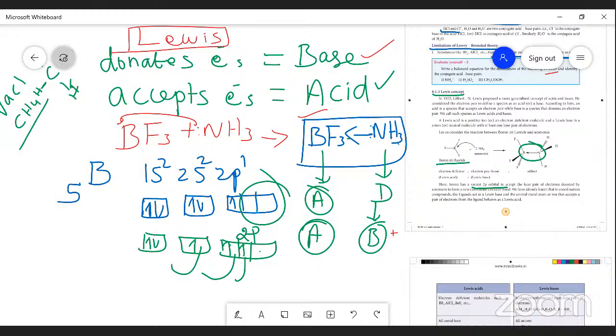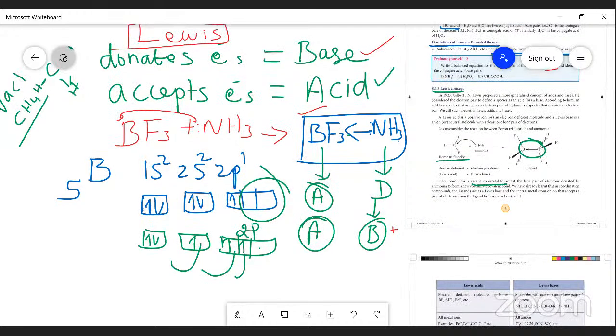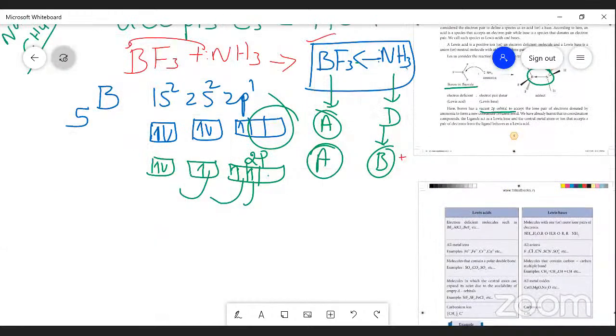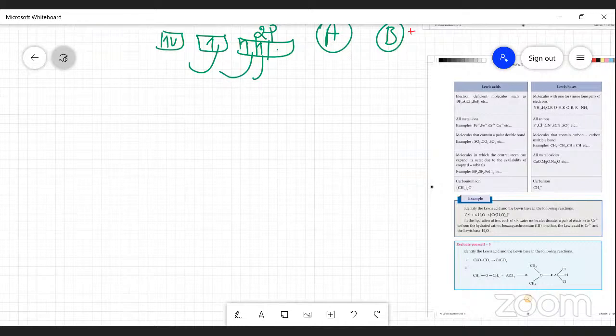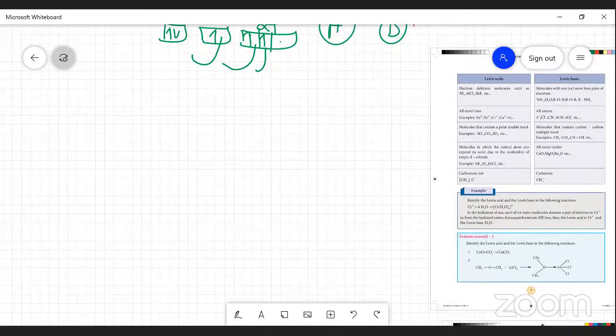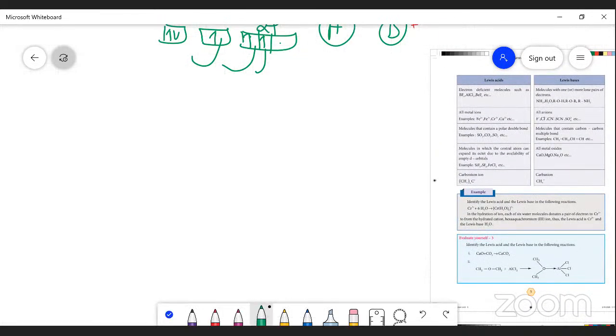Lewis acids and bases. It will be very useful for your exam purposes. Those substances can act as a Lewis acid, or those substances can act as a Lewis base. First point of difference: the acid is an electron deficient molecule such as BF3, AlCl3 and beryllium compounds. The deficiency of boron I mentioned earlier.